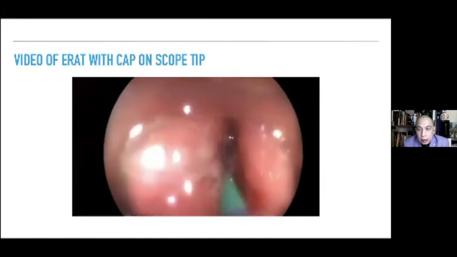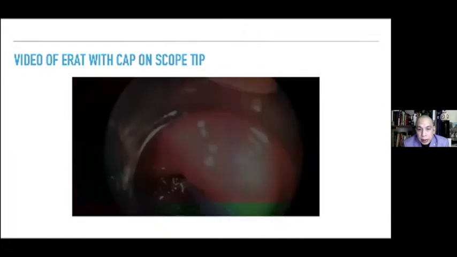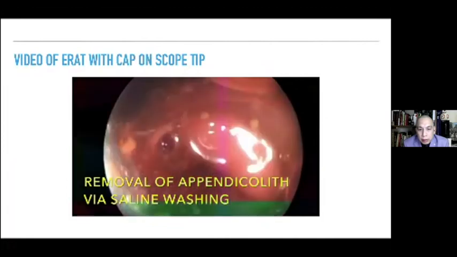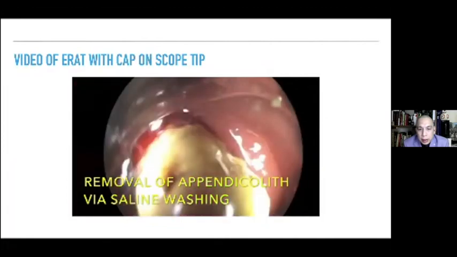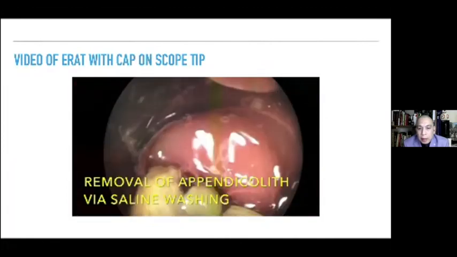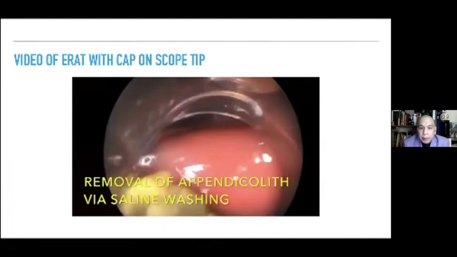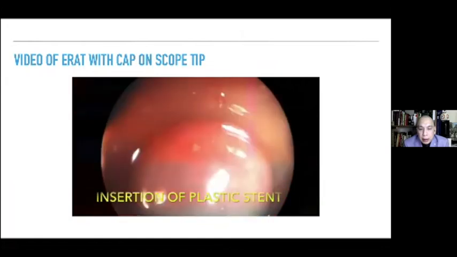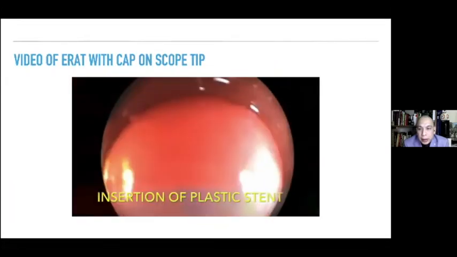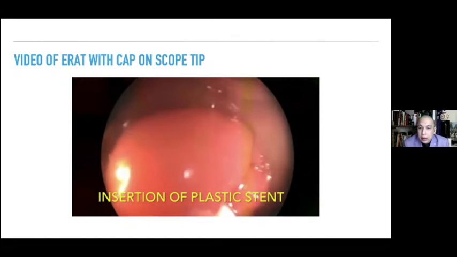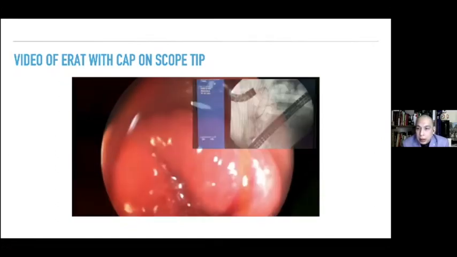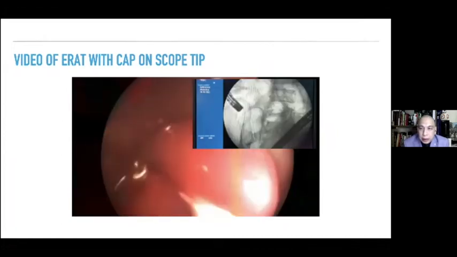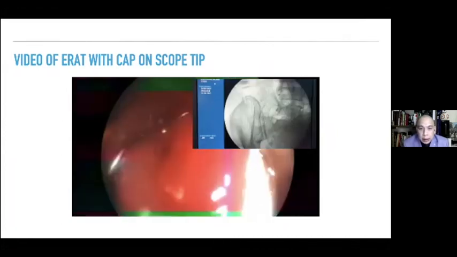This can be very controversial, this procedure, but I would just like to show you the use of the caps. Now you see the appendiculate coming out of the appendix. And we now place a stent just to relieve the pressures inside the appendix and then basically send these patients home a day or two after ERAP or ERA.